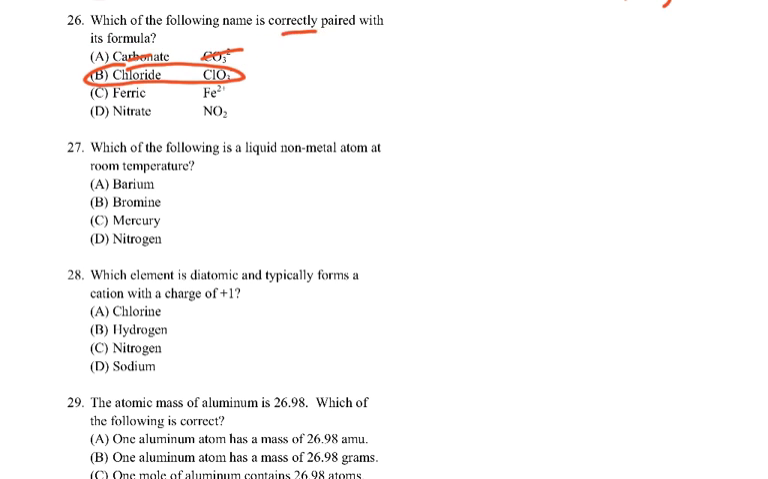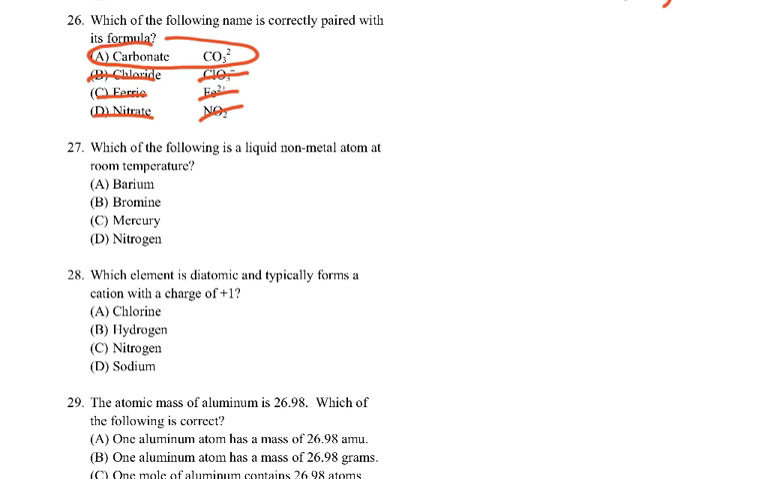Let me clean this up a little bit. Carbonate, that is carbonate. That's chlorate, not chloride. That's ferrous, not ferric. And that's nitrite, not nitrate. So we can eliminate those.